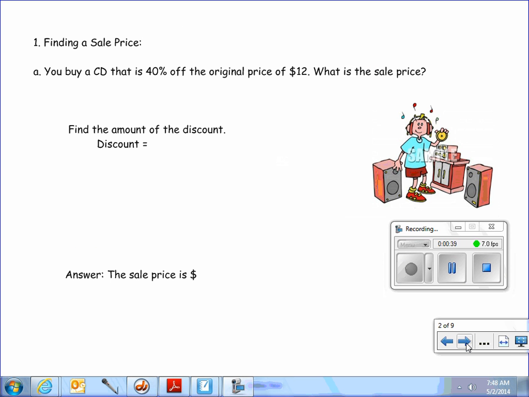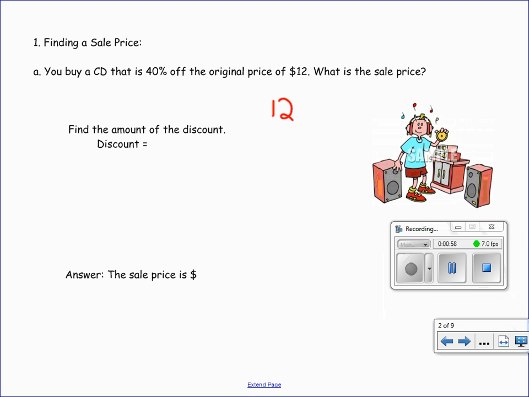In example 1, we're going to find a sale price. You buy a CD that is 40% off the original price of $12. What is the sale price? So we need to determine what is 40% of $12. So you're going to take 12, multiply it times 0.4, because we had 40% and we needed to change that percent to a decimal. So we just move the decimal to the left 2 places.